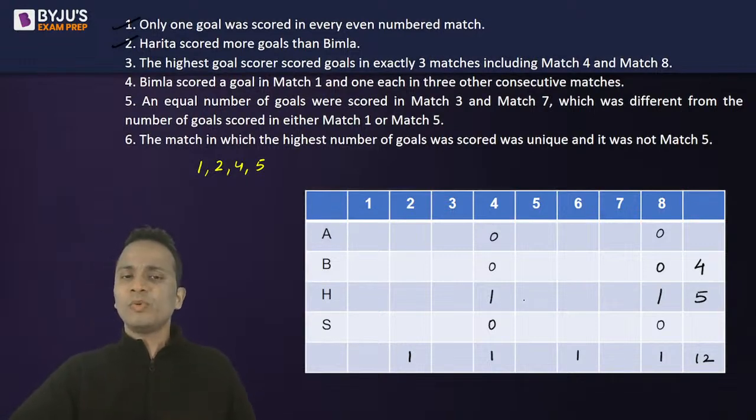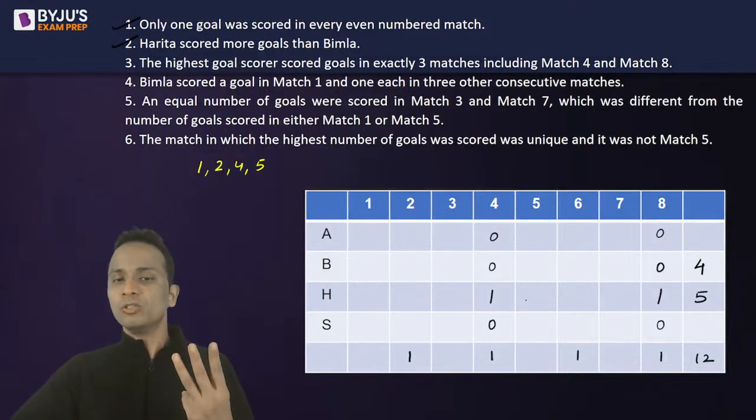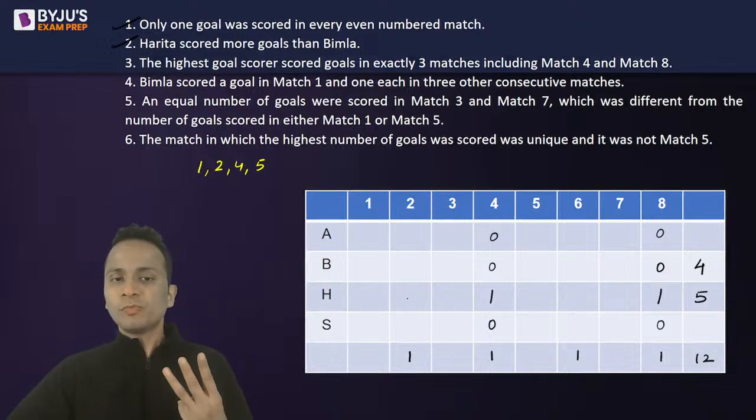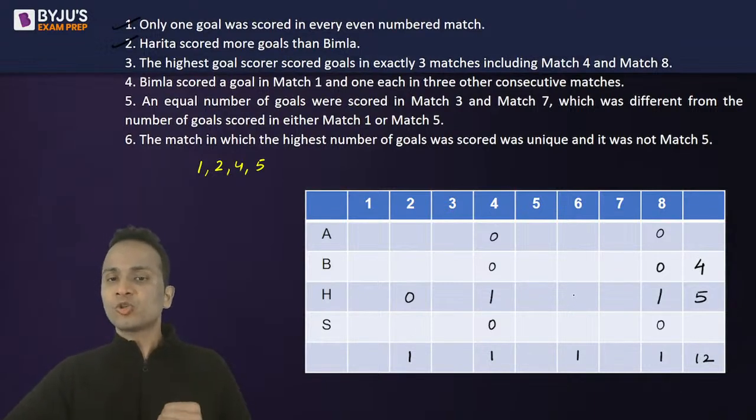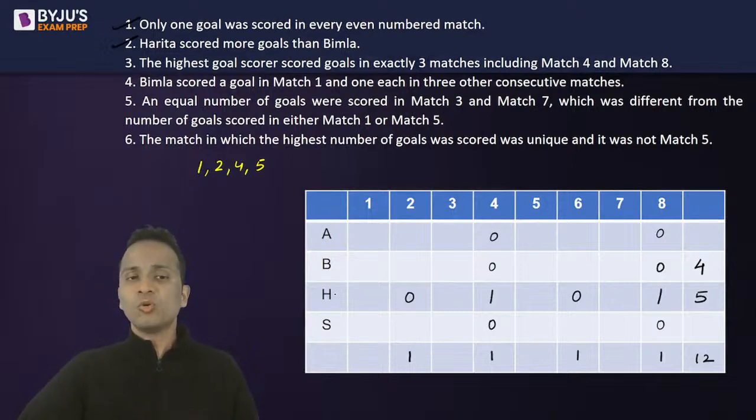So whichever match in which this person will score, this person will score 3 goals together. Now this person cannot score in match number 2 because match number 2 total number of goals is 1. This person cannot score in match number 6 because total number of goals is 1. So this person will either score in match 1, 3, 5 or 7. And in whichever match he will score, Harita will have 3 goals in that match. So that was statement number 3.